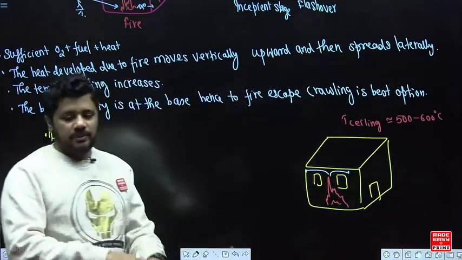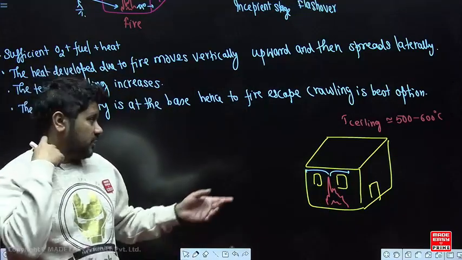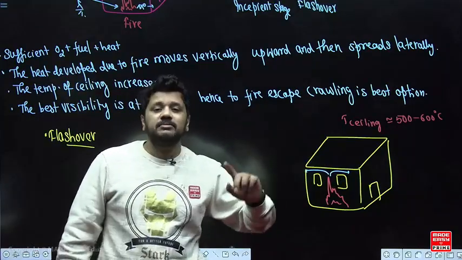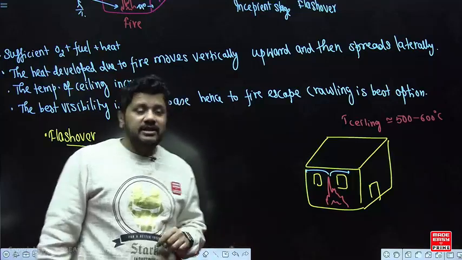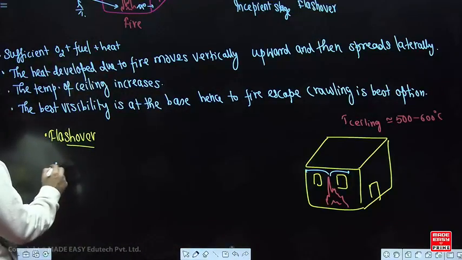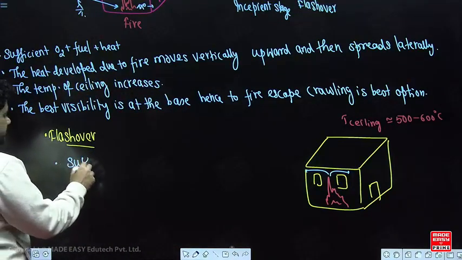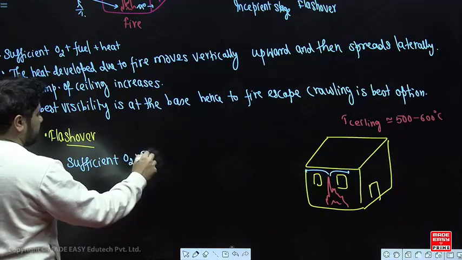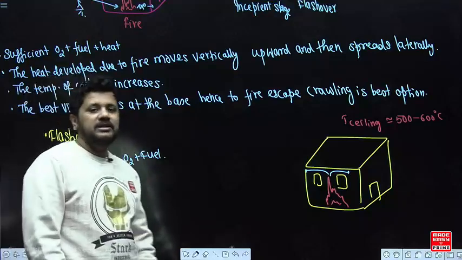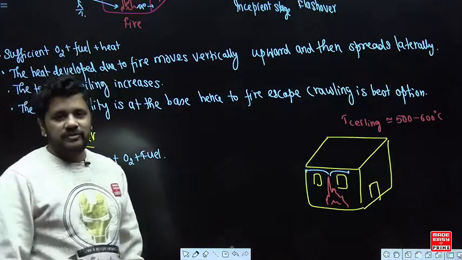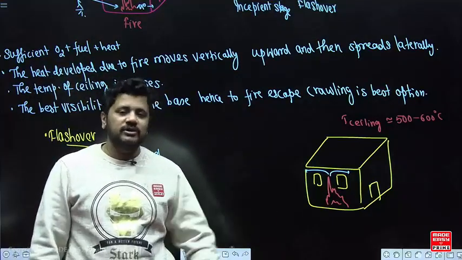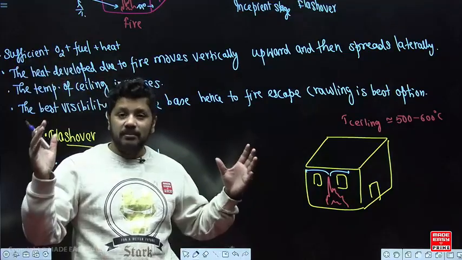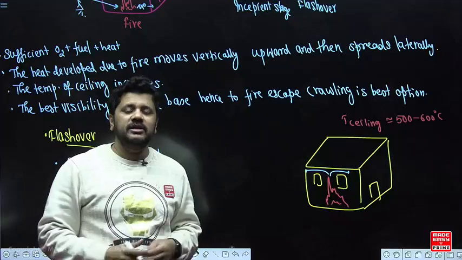For example, suppose there is a fire. Obviously, for flashover to occur, the ceiling temperature must be 500 to 600. If the ceiling temperature is 500 to 600 degrees centigrade, that means a sufficient amount of oxygen plus fuel has to be there, right? So, if you burn a paper, the ceiling temperature cannot be 500 to 600. So, obviously you will not see flashover in a paper, right? The ceiling temperature will be high, that means the amount of fuel required will be very large.